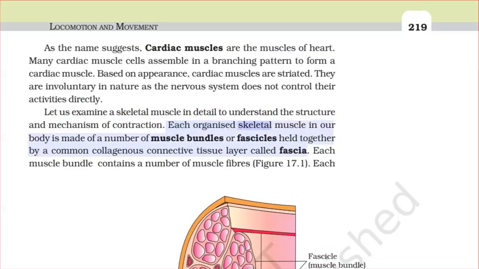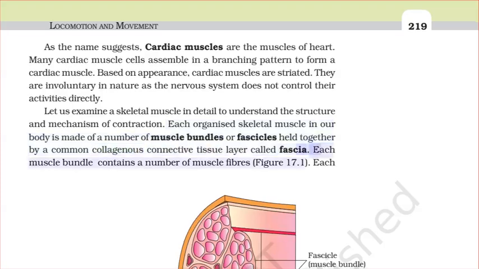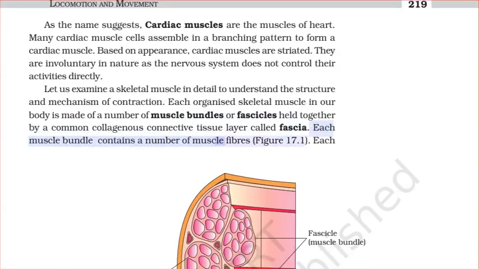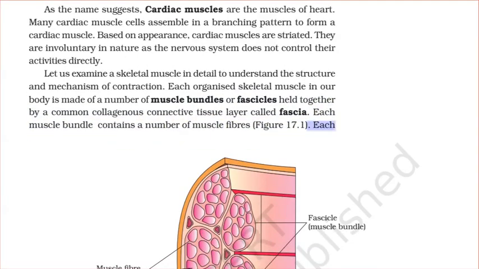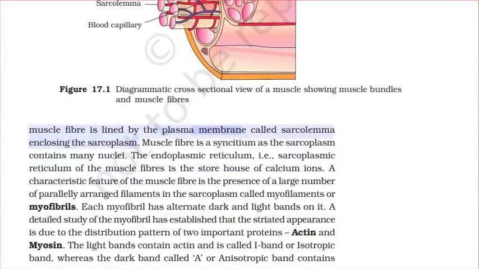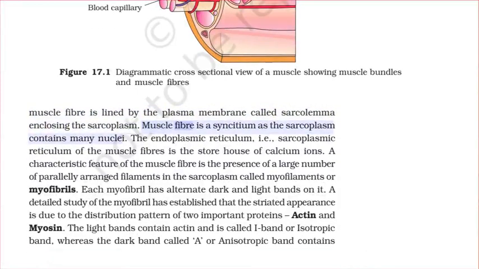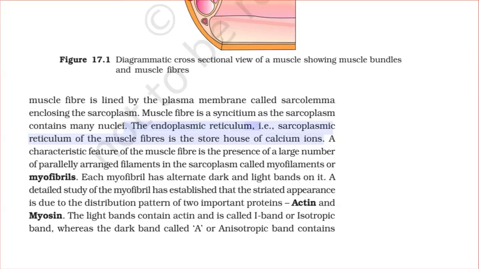Each organized skeletal muscle in our body is made of a number of muscle bundles or fascicles held together by a common collagenous connective tissue layer called fascia. Each muscle bundle contains a number of muscle fibers. Each muscle fiber is lined by the plasma membrane called sarcolemma enclosing the sarcoplasm. Muscle fiber is a syncytium as the sarcoplasm contains many nuclei. The endoplasmic reticulum, that is, the sarcoplasmic reticulum of the muscle fibers, is the storehouse of calcium ions.